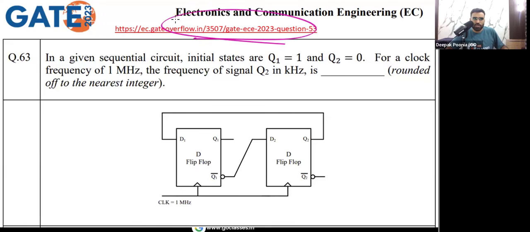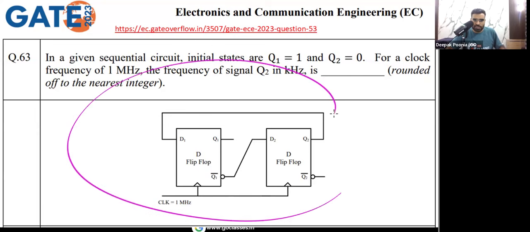Let's solve GATE EC 2023 question. In given sequential circuit, initial state are Q1 1, Q2 0. For a clock frequency of 1 megahertz, the frequency of signal Q2 in kilohertz is. So this circuit is given to you.